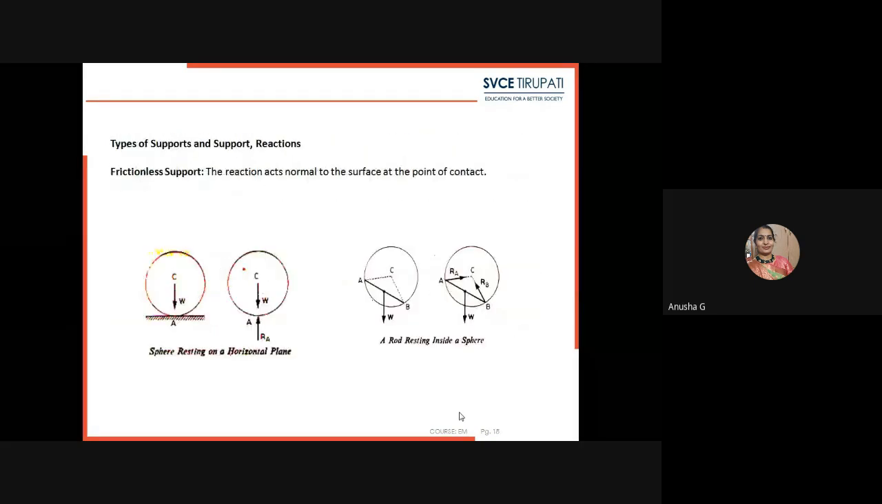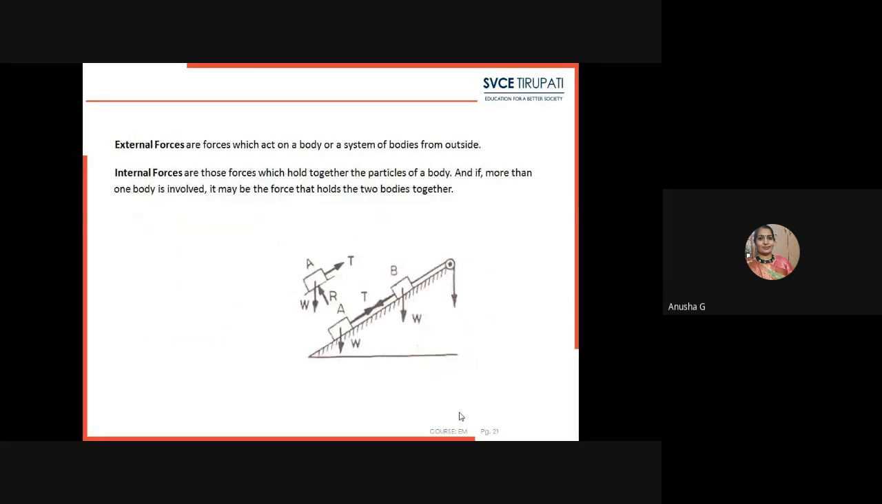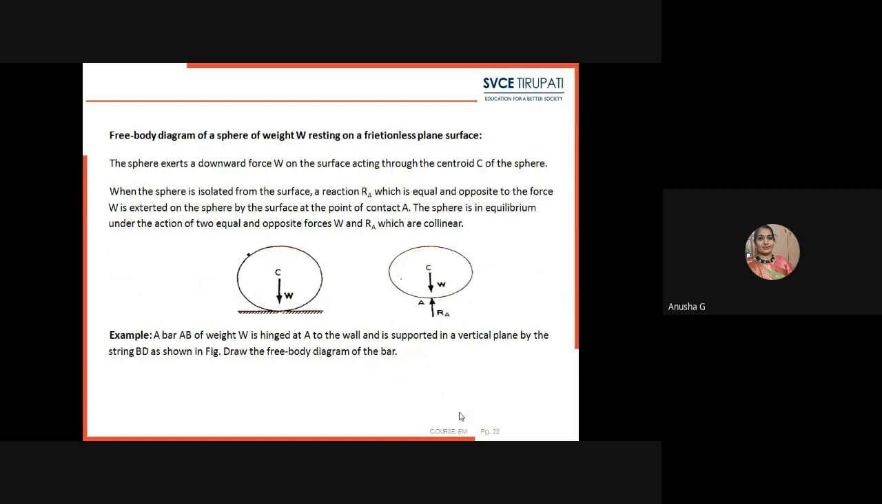Now in today's class we will see what the different types of supports are and what a free body diagram is. Suppose there is a body resting on the ground. For that body, two forces can be observed. One is the weight of the body, W, and the other is the reaction force, R.